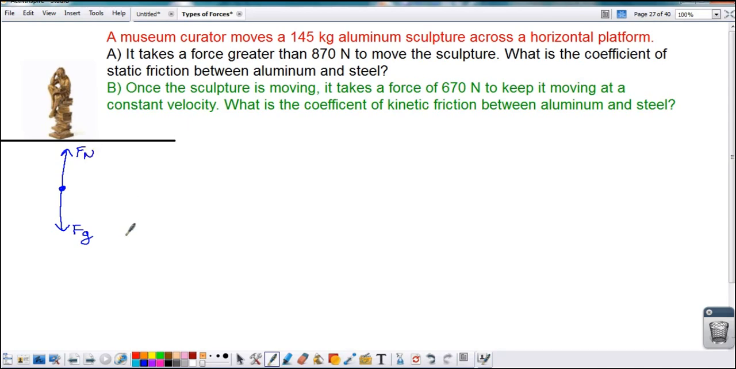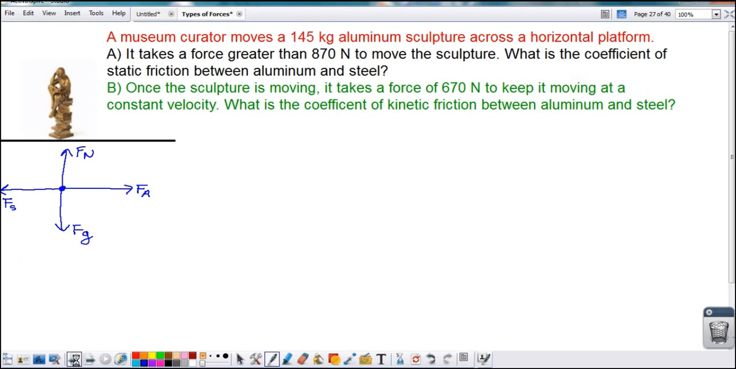It says that it takes a force greater than 870 newtons to move the sculpture. So we're going to apply a force of 870 newtons to the sculpture. So we've got an applied force. However, that force is not great enough to move the sculpture. So the sculpture is not moving, which means that the frictional force is static friction. Okay, because it's not yet moving. We're not applying enough force to get it going. All right, so we've got our free body diagram.